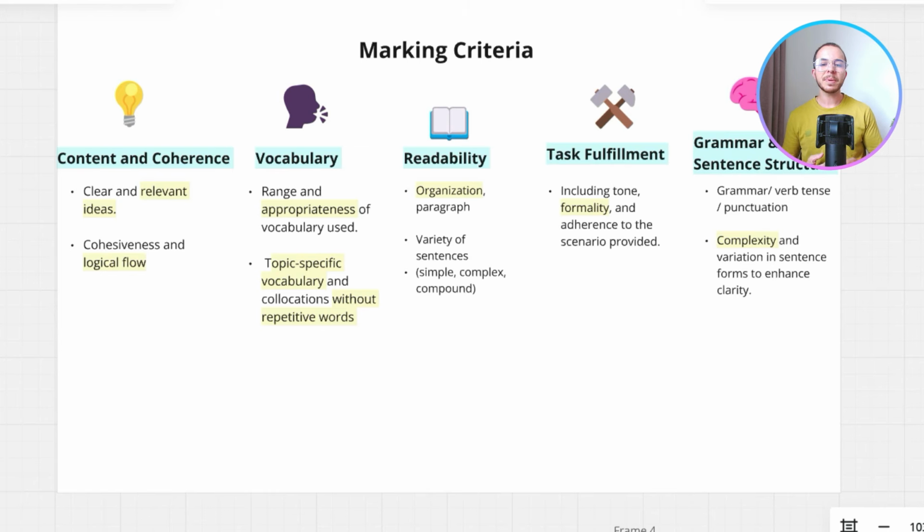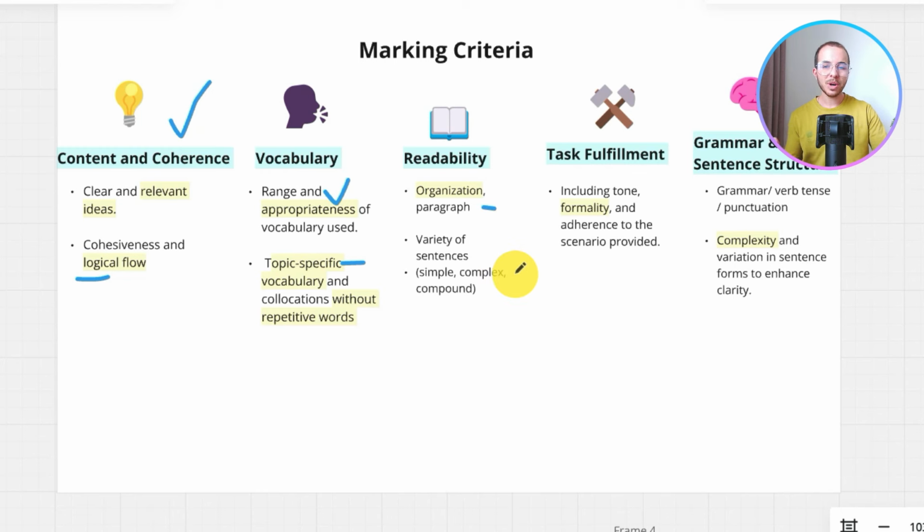So what are the examiners actually looking for when they're marking your written piece? Well, you definitely need to have content and be coherent. So your ideas need to answer the question provided in the prompt and have some logical flow. Vocabulary, like we talked about, is very important. So we want topic-specific vocab, and that's going to be done during the brainstorming section, which is only a quick 5 minutes maximum.